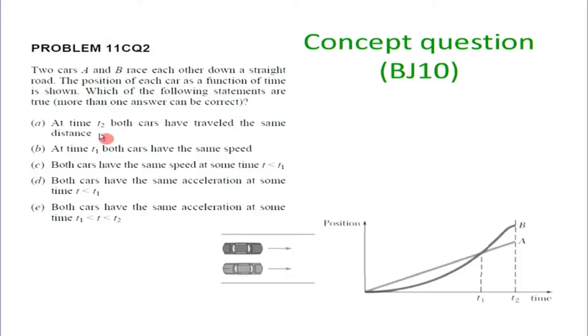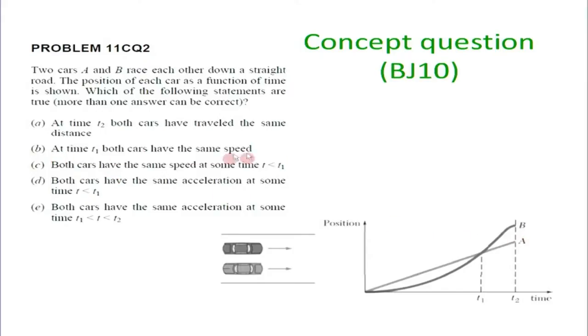That at time T2, both the cars have travelled the same distance. So look here, at time T2, have both the cars travelled the same distance? They clearly have not, because distance is essentially the position and both of them have different positions, so they have not travelled the same distance.